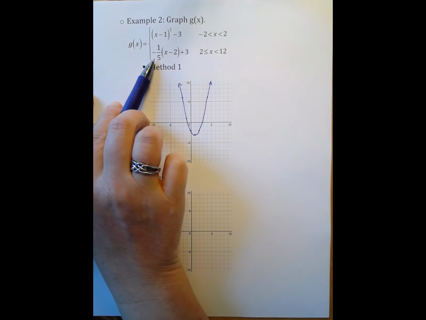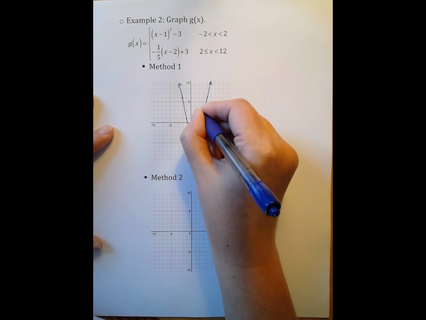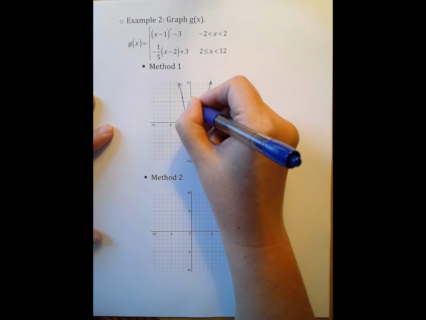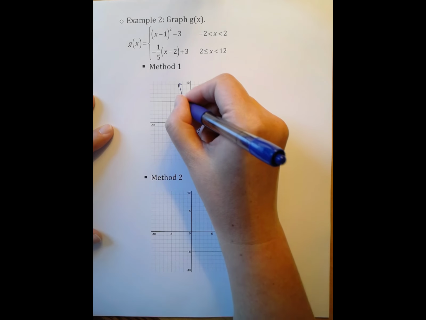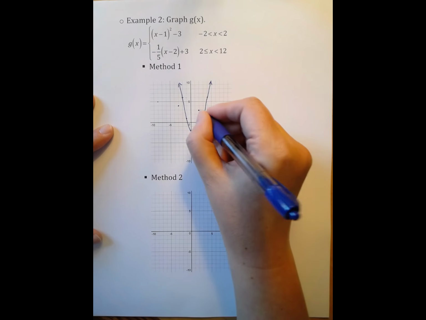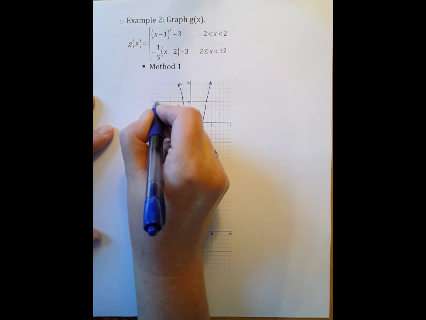My second function is a linear function, and it's written in point slope form. So I find my point. My point is (2, 3), and my slope is -1/5. So up 1, back 5, or down 1, forward 5, 1, 2, 3, 4, 5, and I connect those.